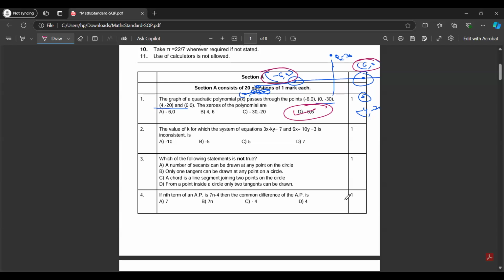Yes, ma'am. Okay. Now, the value of k for which the system of equations is inconsistent. So which system is inconsistent?